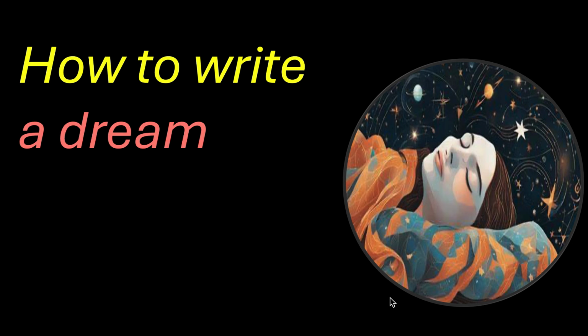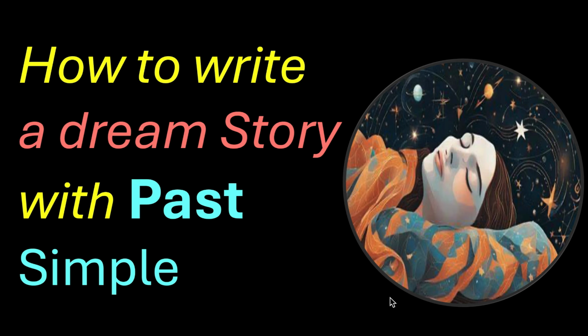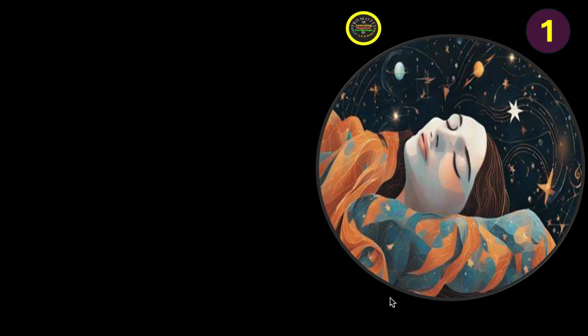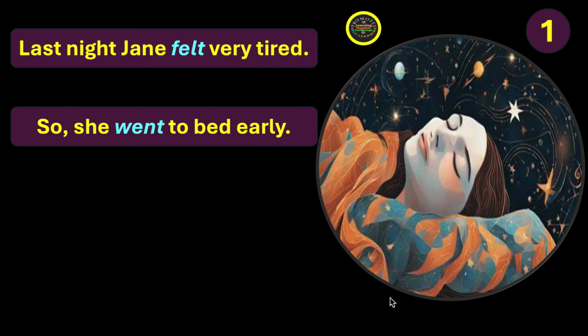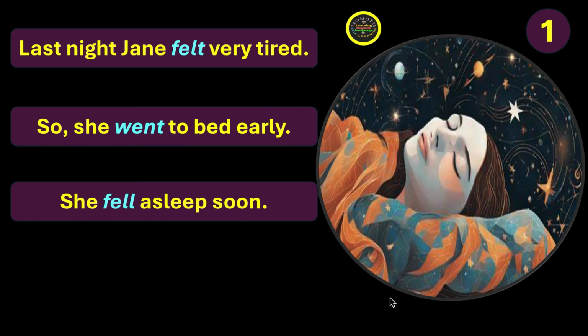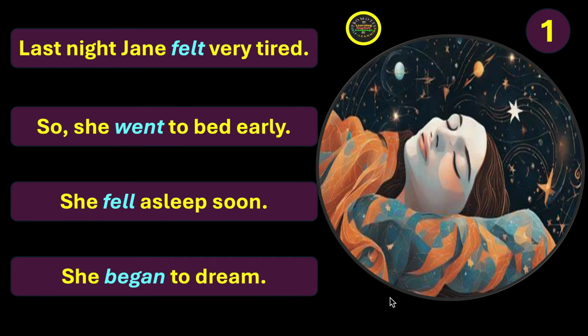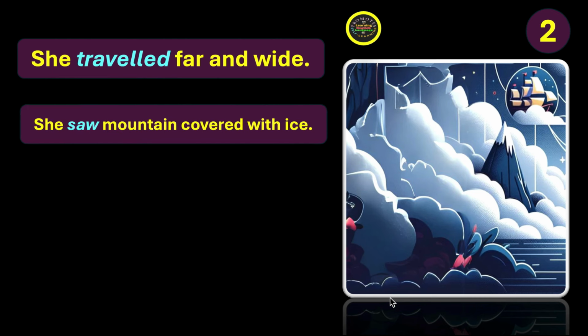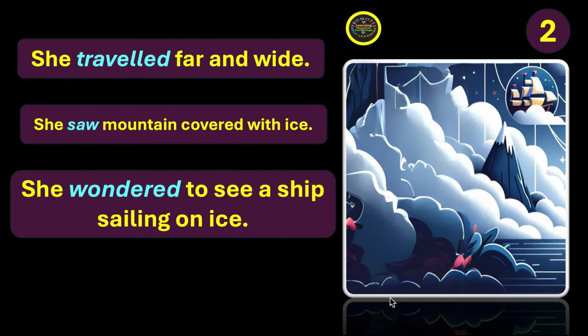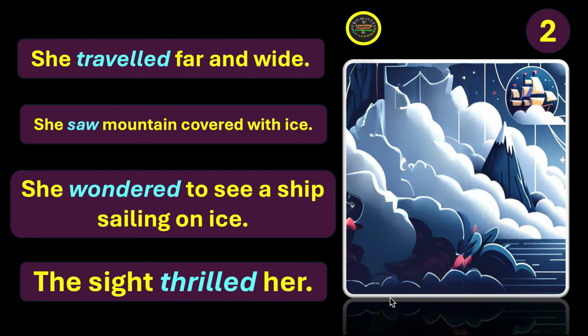How to write a dream story with past simple tense. Image 1. Last night, Jane felt very tired, so she went to bed early. She fell asleep soon. She began to dream. Image 2. She traveled far and wide. She saw mountain covered with ice. She wondered to see a ship sailing on ice. The sight thrilled her.